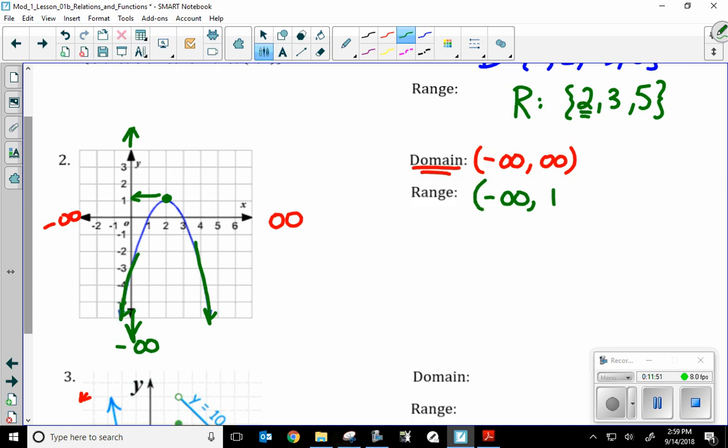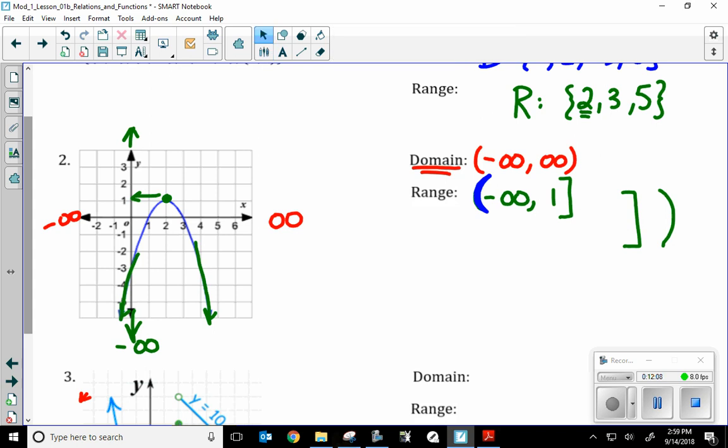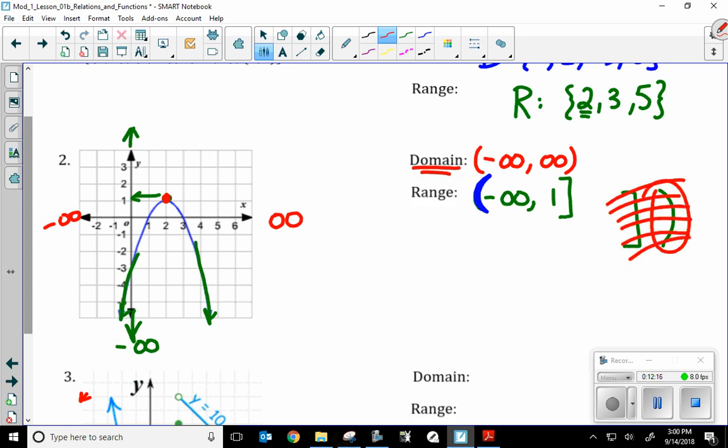Now, anytime we have infinity, you'll see I'm using a parenthesis or soft bracket, okay? When it comes to numbers, I either use a square bracket or a parenthesis. I'm going to use a square bracket because it includes the number 1. It can actually be the value 1. If it did not include 1, I would use a parenthesis, okay? So that's how I would write the range.